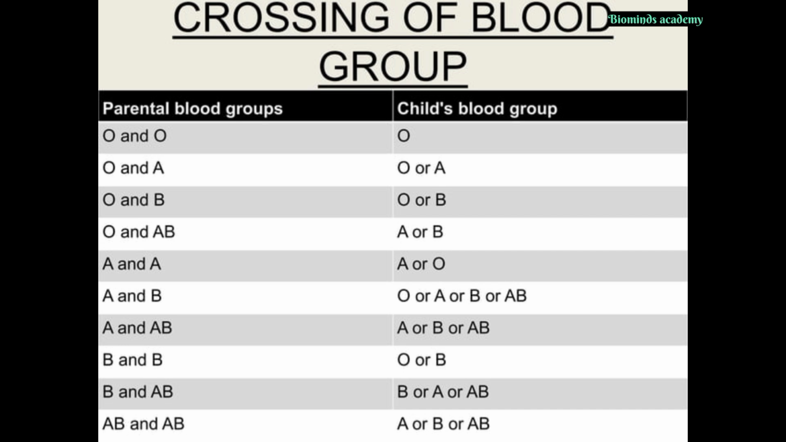This table tells how the blood groups can be crossed. Considering the parents' blood groups and the child's blood group: if the male has O and the female has O group, then the child's group becomes O. If one has O and the other has A, then the child's blood group becomes O or A. And if the male has O group and the female has B group, then the child's blood group becomes O or B. This way the child's blood group can be determined.